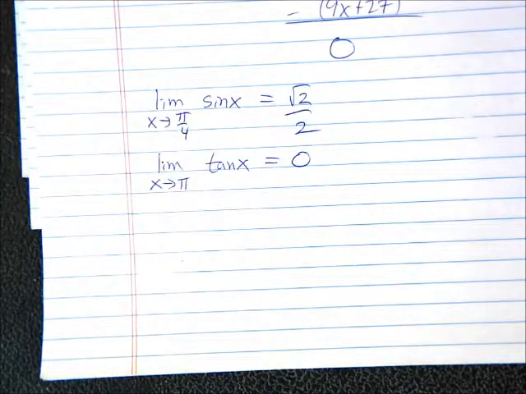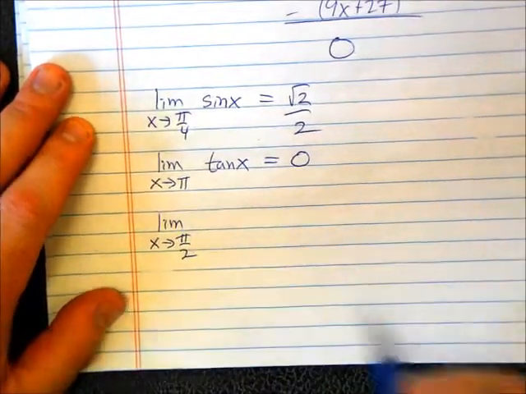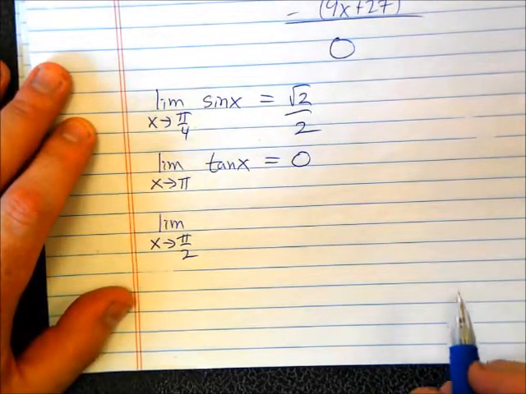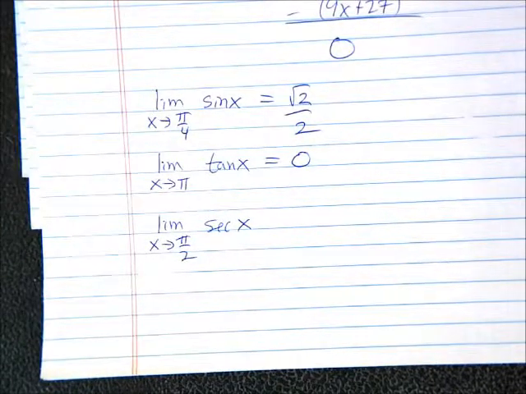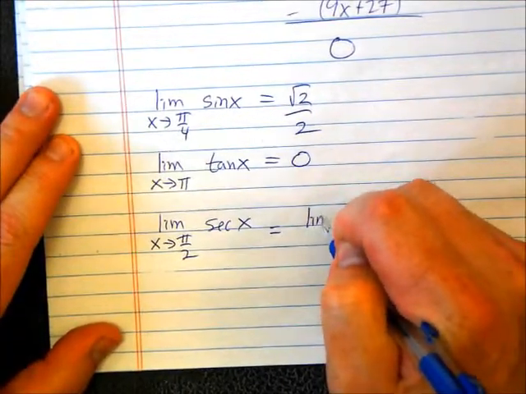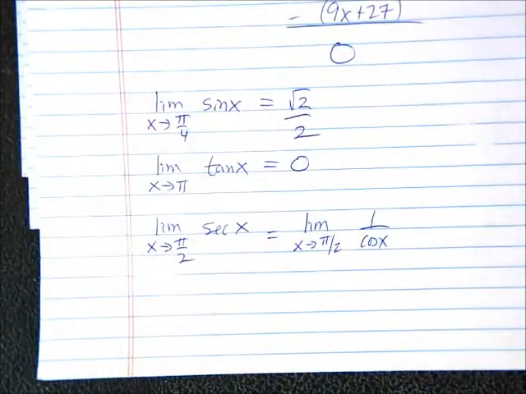And if I ask you for the limit as x goes to pi over 2 of secant x, you're going to tell me the answer is? Root 3 over 3? No, I don't think so. Root 3? Nope. So this would be the limit as x goes to pi over 2 of 1 over cosine x. So it is flipped in that sense.